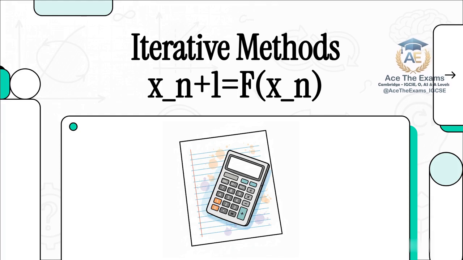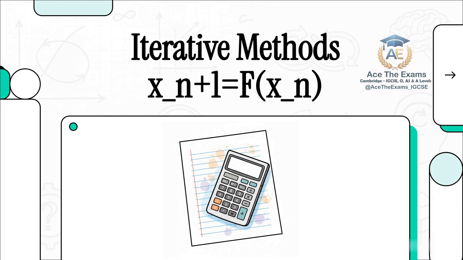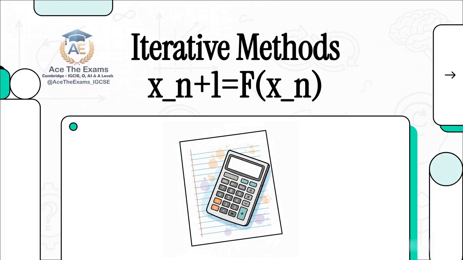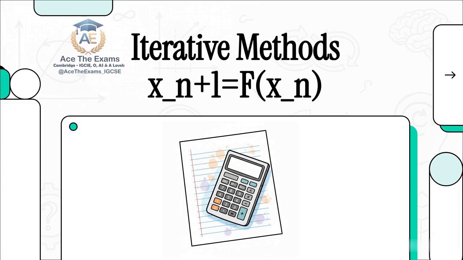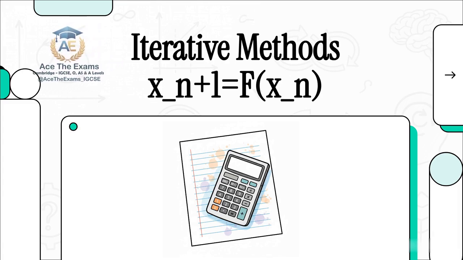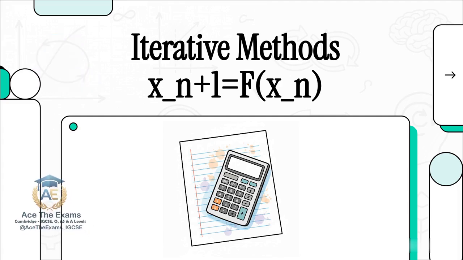We are laying down the schematic layout for an absolute heavy hitter on the Cambridge AS and A-Level Mathematics 9709 paper, Iterative Methods. Specifically, we're talking about mastering the load-bearing formula, x sub n plus 1 equals f of x sub n. Now, if you are tuning in, I know you already have a solid grasp of the underlying algebra. You know how to clear the site and pour the concrete. But honestly, knowing the math and actually scoring full marks on the final examiner inspection, those are two completely different things.